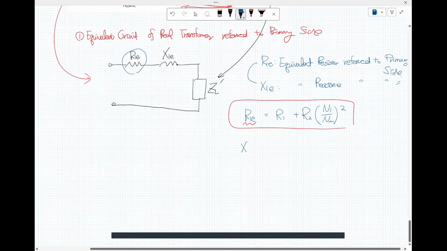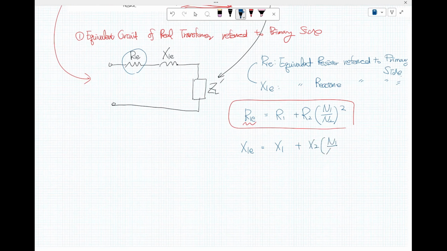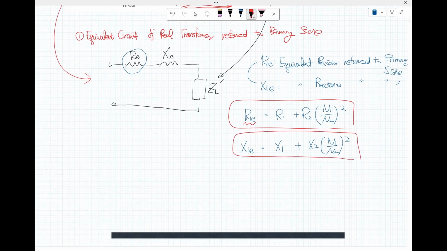And then X sub E1, same thing. X1, the primary side reactance, still keeps there, and the secondary part we multiply by N sub 1 over N sub 2 squared. So that is the equivalent resistor and reactance referred to the primary side.